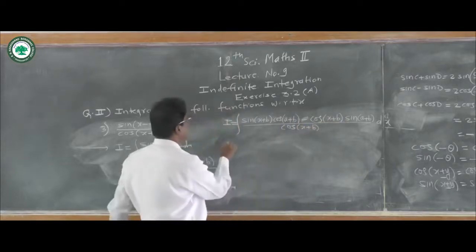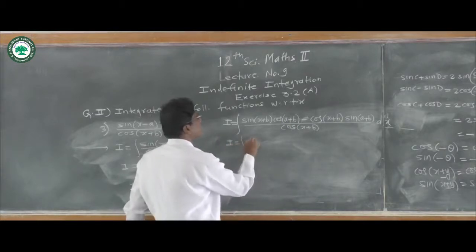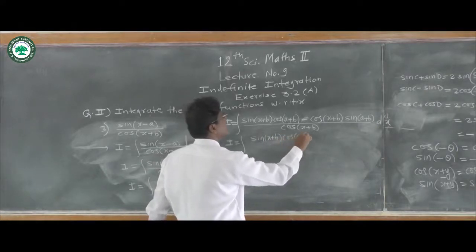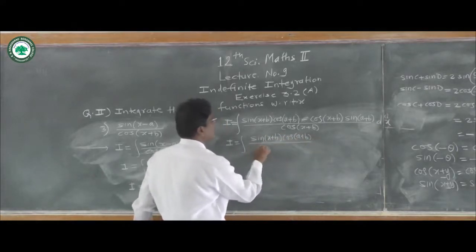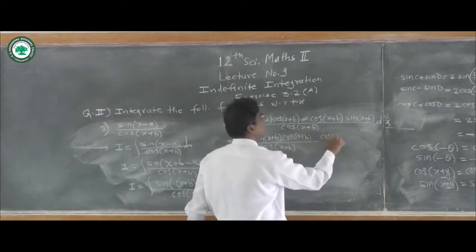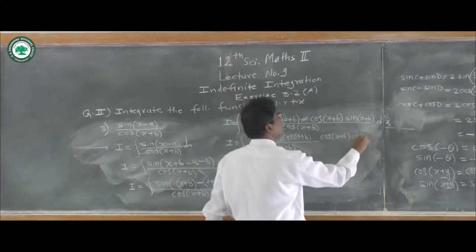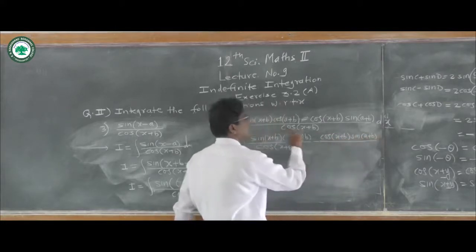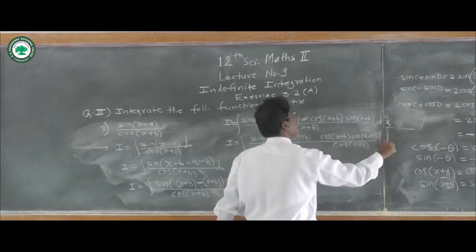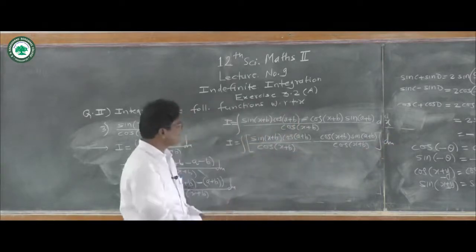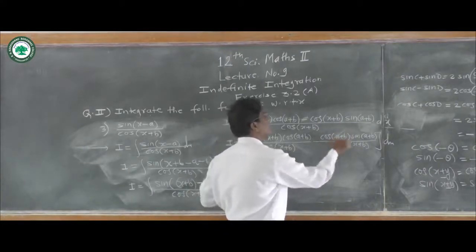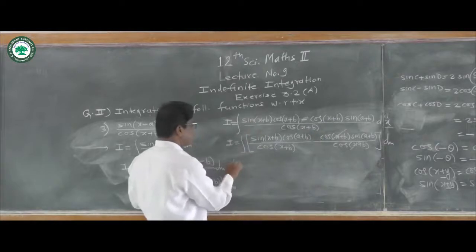So we get here I is equal to integration of [sin(x+b) cos(a+b) / cos(x+b) − cos(x+b) sin(a+b) / cos(x+b)] dx. Now see here, in the second part this cos of x plus b and cos of x plus b are the same. We cancel this. And now here take the separate integration.